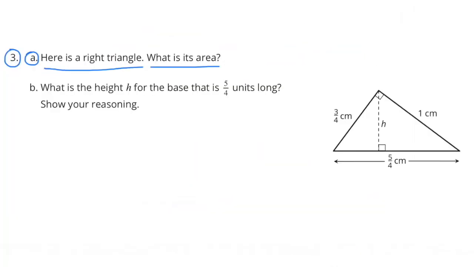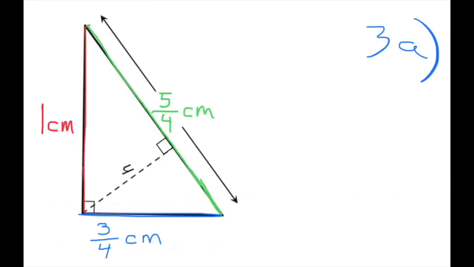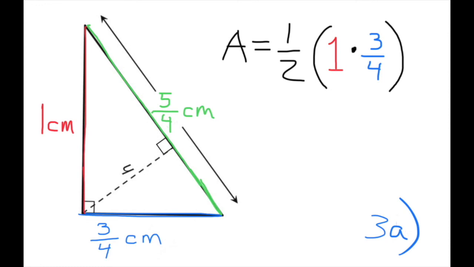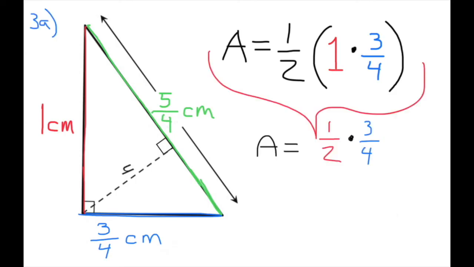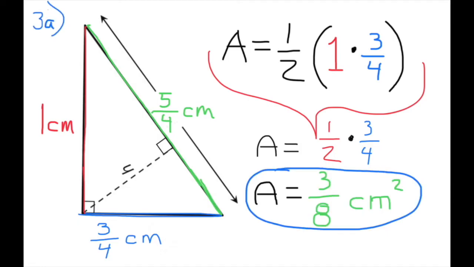Number 3. A. Here is a right triangle. What is its area? I've flipped that same triangle on its side so that you can recognize it as a right triangle. To find the area of a triangle, you're going to multiply 1/2 times its base times height, or 1/2 times height times base. Here I have it, 1/2 of 1 times 3/4. So the area is 1/2 times 3/4, which is 3/8 centimeters squared.